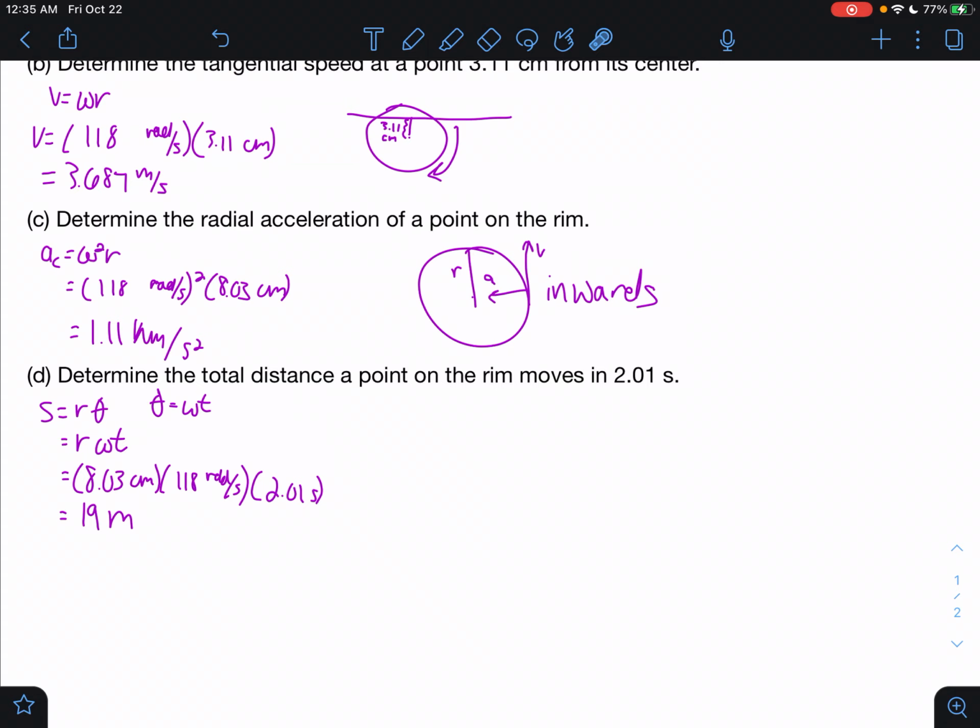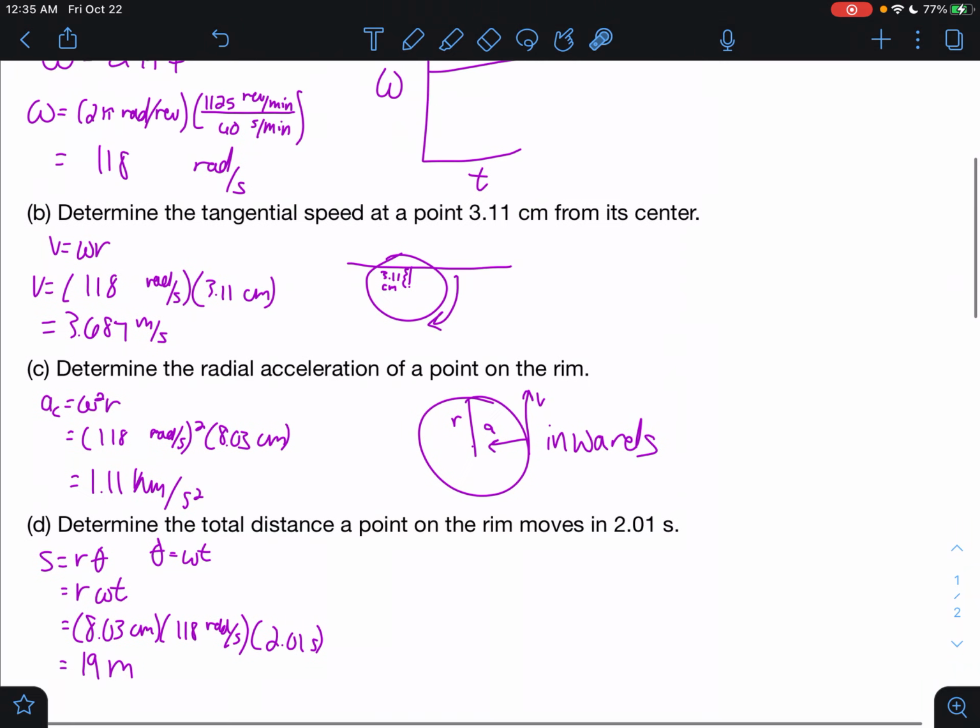Meaning that pretty much every 2 seconds you're going 19 meters, which seems crazy because this is a fairly small circle, so it must be going really fast. But yeah, that's how I did this problem.